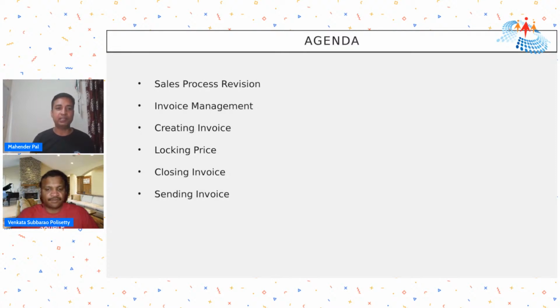So here is the high level agenda that we are going to talk about. We'll start with a basic revision, what we have discussed so far, the complete life cycle that we discussed in our last sessions. And we will discuss invoice management, what is all about the invoice and what are the things that we can do in our Dynamics 365. Then we will see how we can create an invoice, how we can log the pricing, how we can close the invoice, and if we want to share that invoice with the customer, how we can send that. All these things we are going to talk about today.